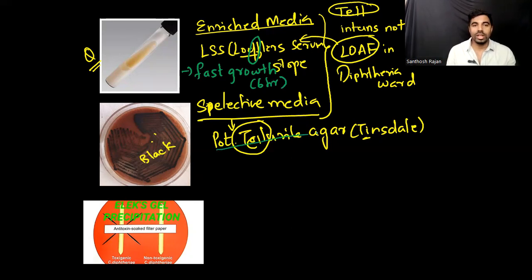The name of that media is long, so it takes a long time. How much will it take? At least 18 hours, overnight incubation. After 18 hours only, I get the result. This question was asked many times. So which is fast? Low flux serum slope.